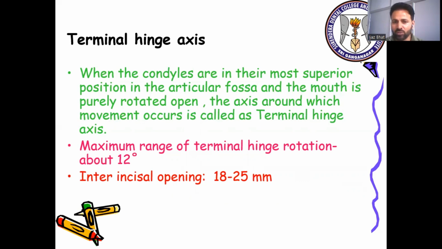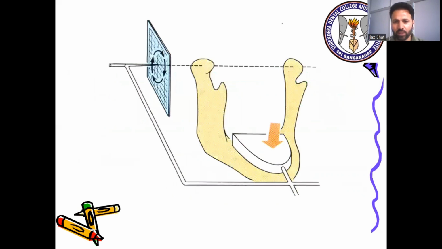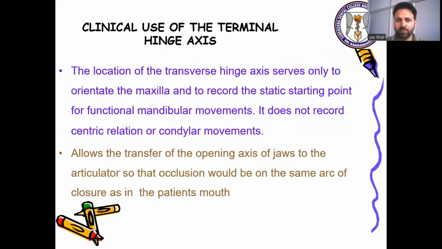The maximum range of terminal hinge axis rotation is about 12 degrees. And at this time, the interincisal opening on average is 18 to 25 millimeter. Now, you can see the hinge axis passing through the two condylar heads, and when the patient moves 10 up to 12 degrees, it is only a purely rotational movement.